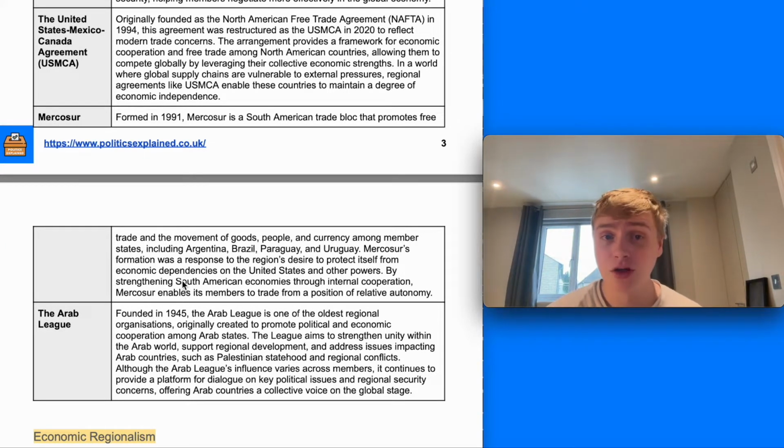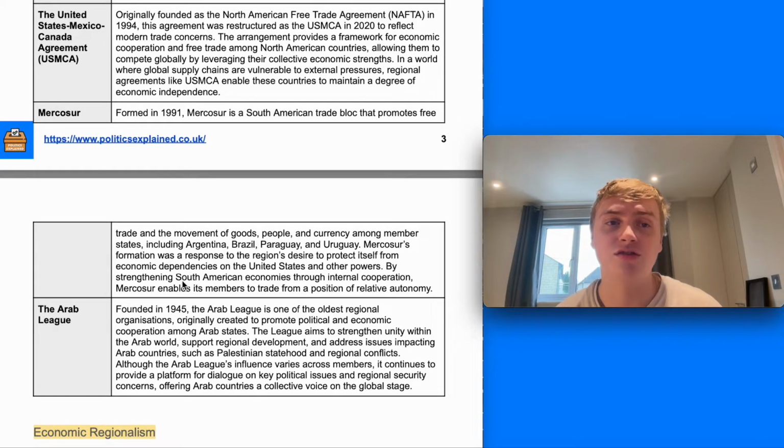Originally founded as NAFTA, the North American Free Trade Agreement, in 1994, the agreement was restructured as the US-Mexico-Canada Agreement in 2020 to reflect modern trade concerns, particularly from Donald Trump. The arrangement provides a framework for economic cooperation and free trade among North American countries, allowing them to compete globally by leveraging their collective economic strengths.